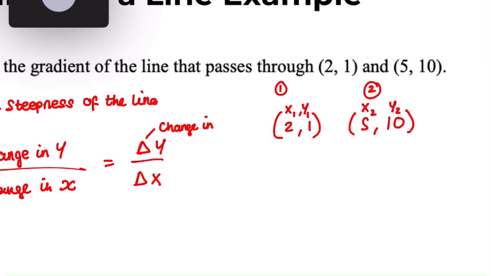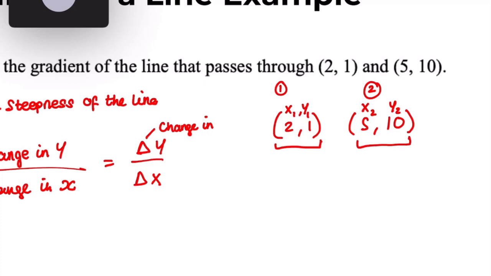Okay, so we've just labeled the x and the y coordinate, and we've put a little number next to it to tell us which coordinate it is. So we're saying that this is number 1 and this is number 2. That's why the x coordinate is going to be x1 and the y coordinate is going to be y1. And for number 2, the x coordinate is going to be x2 and the y coordinate is going to be y2.